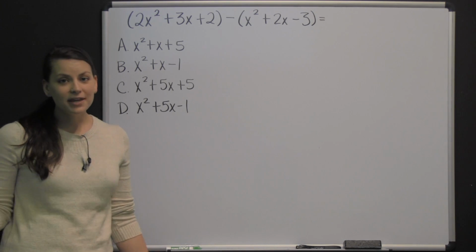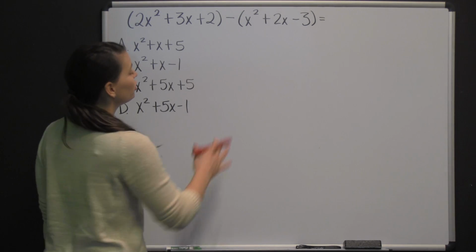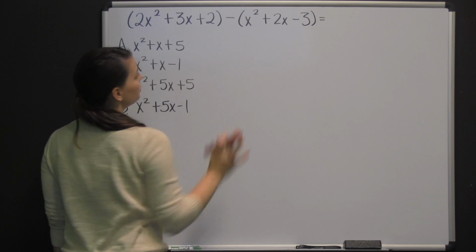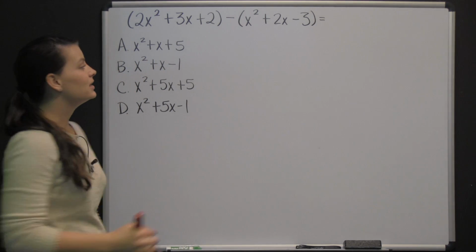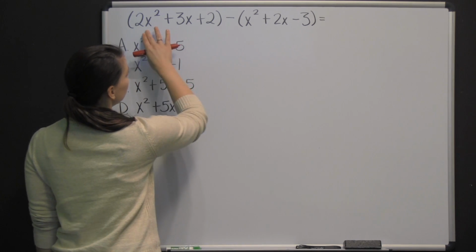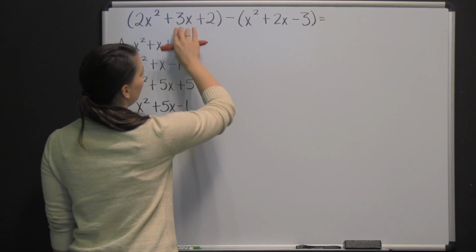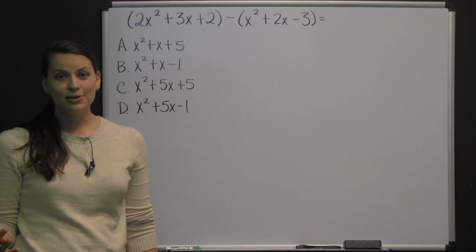Really, the most complicated part about a question like this is that you have to make sure you distribute this negative or minus sign before you start subtracting. The mistake people generally make is that they try to just subtract the x squared. They'll do 2x squared minus x squared, and then for the rest of the problem, they'll add 3x and 2x, 2, and negative 3. And that's where you're going to make your mistake.